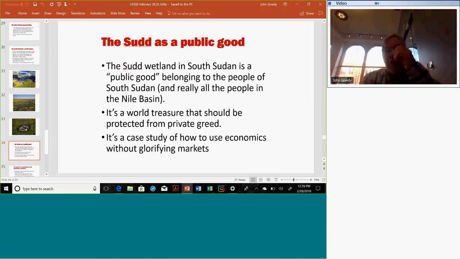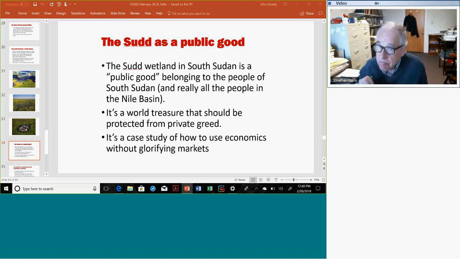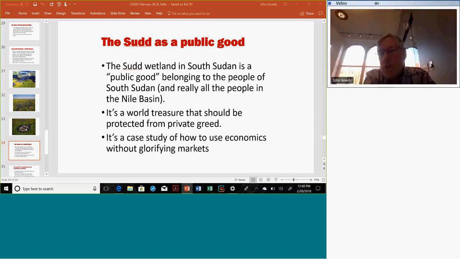So this report says that the wetland is really a public good. It belongs to the people of South Sudan, and really the people of the Nile Basin, part of a larger Nile Basin initiative. Really, it's a world treasure that's to be protected from private greed. It's being threatened by all sorts of things, including a plan to drain much of the wetland, and oil there. There's oil exploration that's causing damage, illegal logging, and a bunch of other stuff.